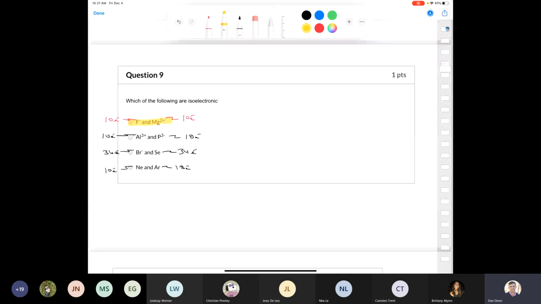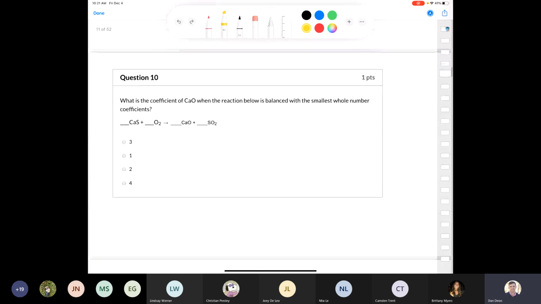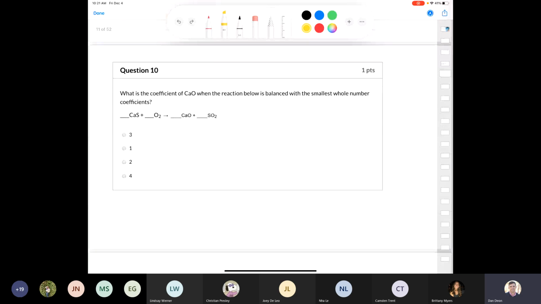Those are isoelectronic. All right, remember, Joel, the selenium doesn't have a charge, so it doesn't have the same number of electrons as bromide. Okay, let's see here. Let's move on. Number 10, I'll give you guys a second to give this one the old college try. Balancing the equation.